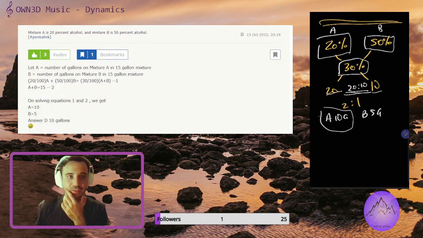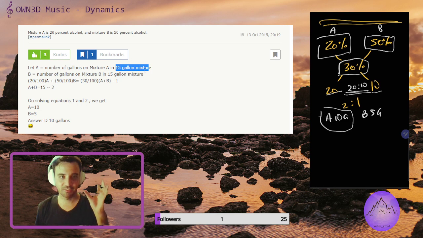Now, if we look at Skywalker 18's solution here, which is provided as kind of an example, this is how you might solve it if you wanted to use algebra. So they said, okay, let A equal the number of gallons of mixture A in the 15-gallon mixture. So they're saying A is actually the number of gallons. B, the number of gallons of mixture B.